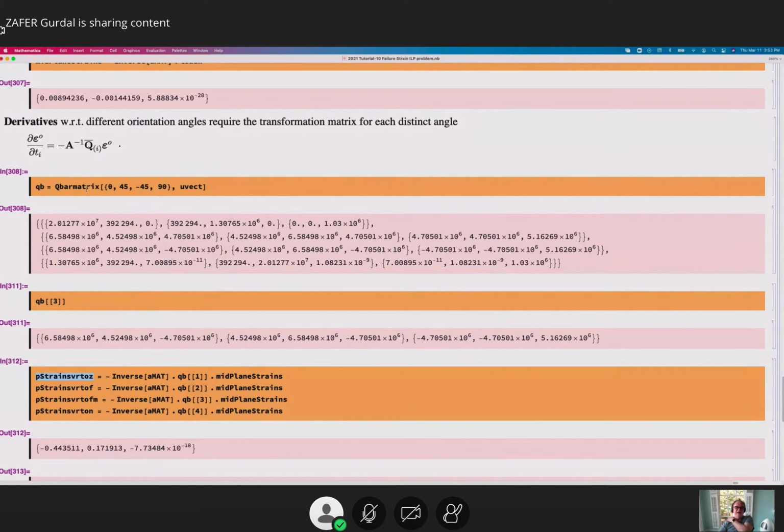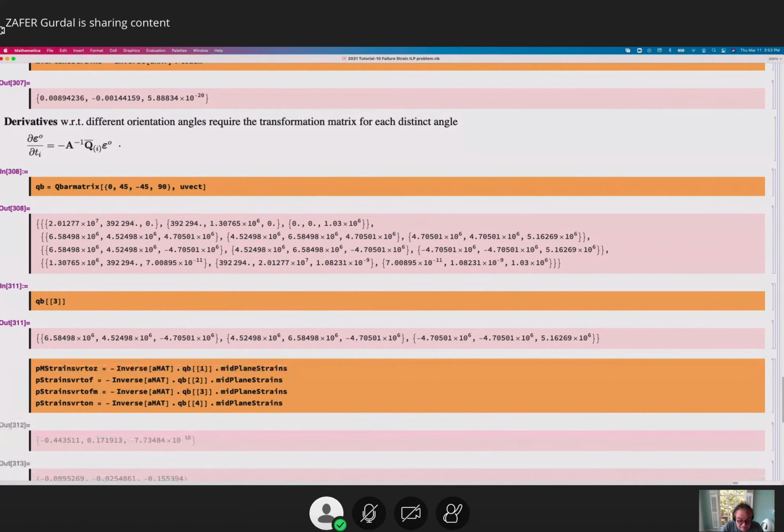So these are not the derivatives of the principal strains. Did I say that earlier? These are not the derivatives of the principal strains. These are partial strains, midplane strains. In fact, I should have probably represented them as partial midplane strains, partial midplane strains, and partial midplane strains.